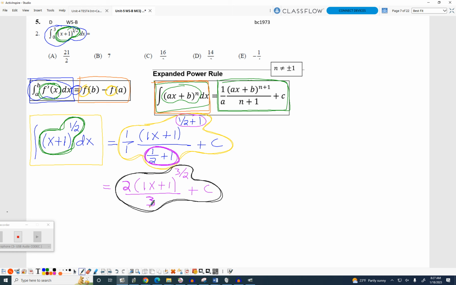Solid. So we can test this by doing the following. We can take this formula in black and we can find the derivative of that formula. So we're going to do that over here. So we're going to have d over dx of 2 over 3, that's just a multiplying constant, times x plus 1 to the 3/2 plus a constant. We're going to find that derivative. So make sure everybody's following still.